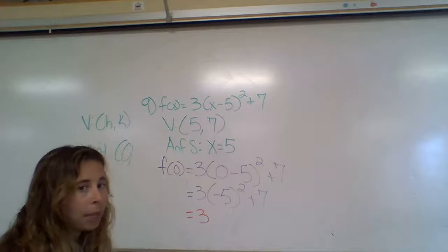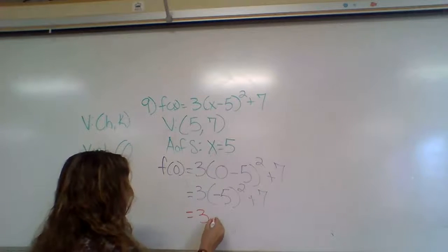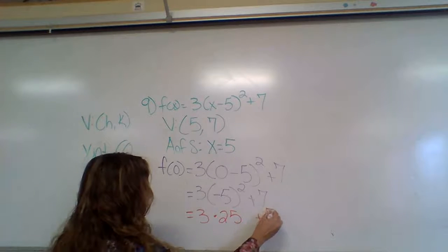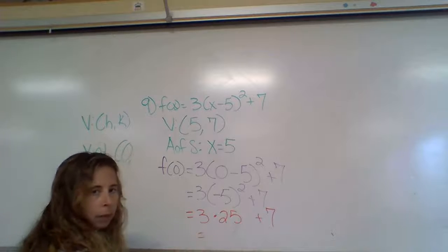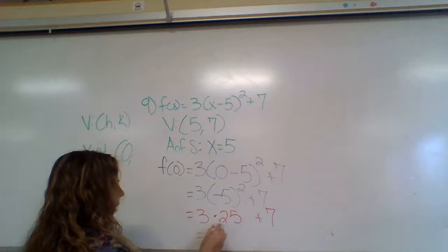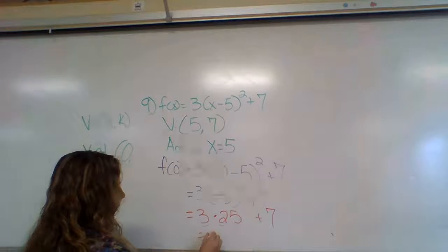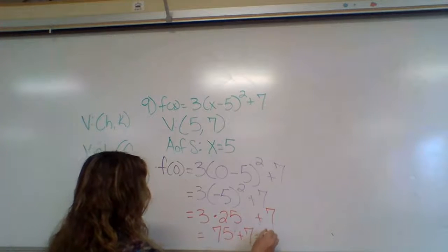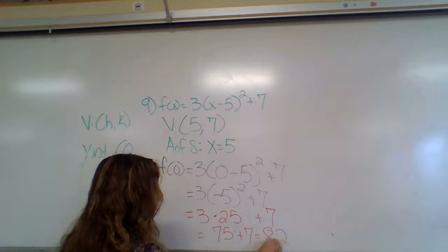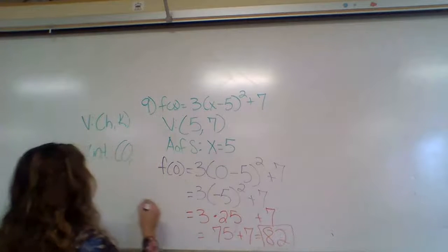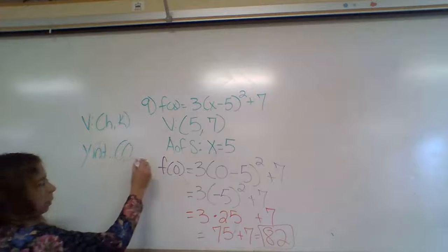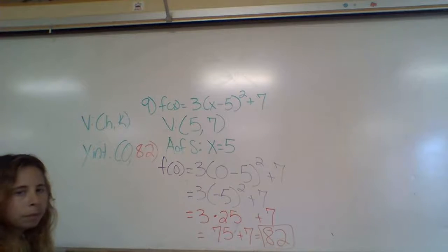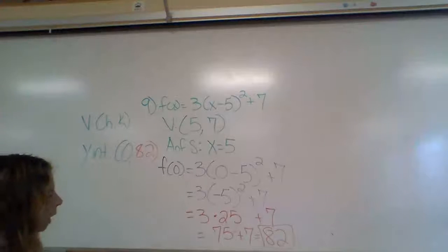So 3 times negative 5 squared. Negative 5 times negative 5 is positive 25, and then plus 7. Are we good? Yeah. 3 times 25, 75, plus 7 equals 82. So your y-intercept is 0, 82. So substitute 0 in for x and solve.